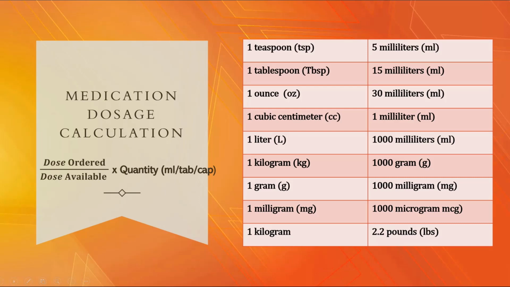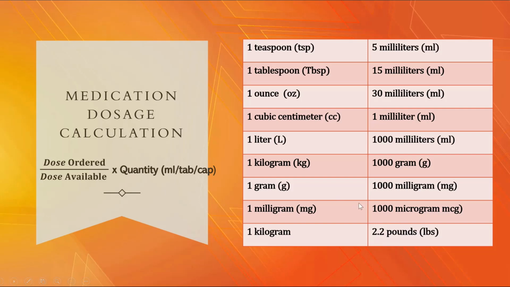So different units of measurement are: 1 teaspoon is equal to 5 milliliters, 1 tablespoon is equal to 15 milliliters, 1 ounce is 30 milliliters, 1 cubic centimeter is 1 milliliter, 1 liter is 1000 milliliters, 1 kilogram is 1000 gram, 1 gram is 1000 milligram, 1 milligram is 1000 microgram. So it goes by 1000, by kilogram, gram, milligram and microgram.